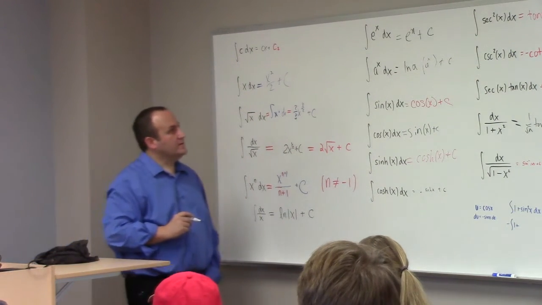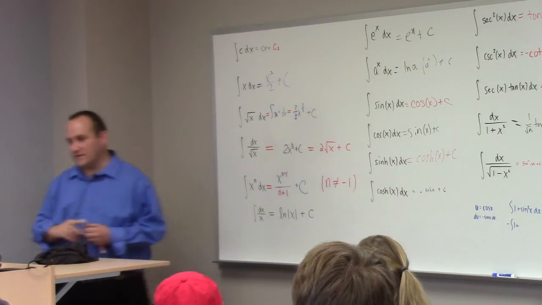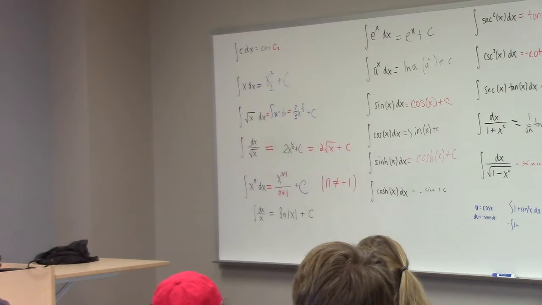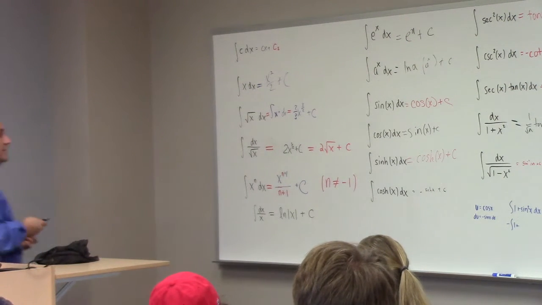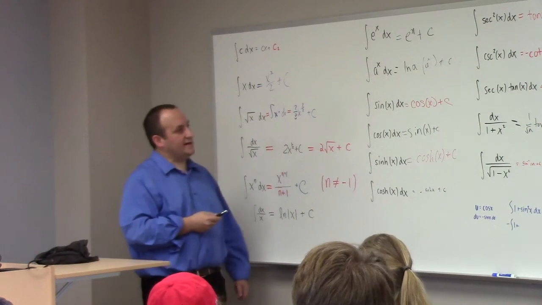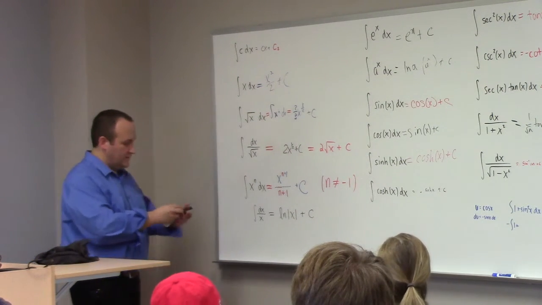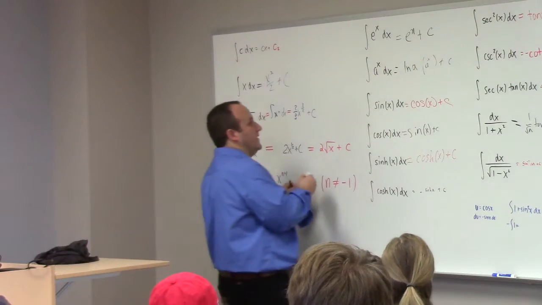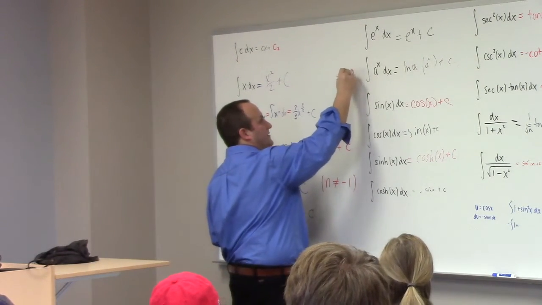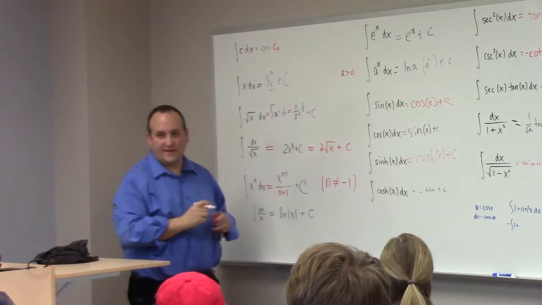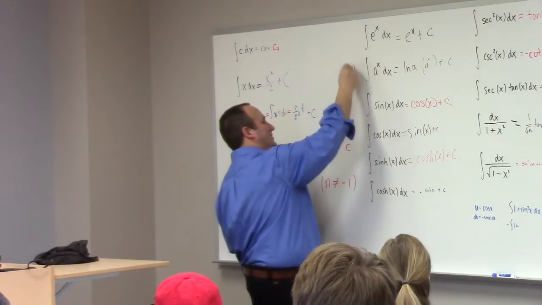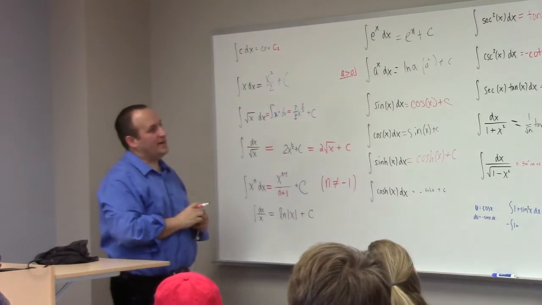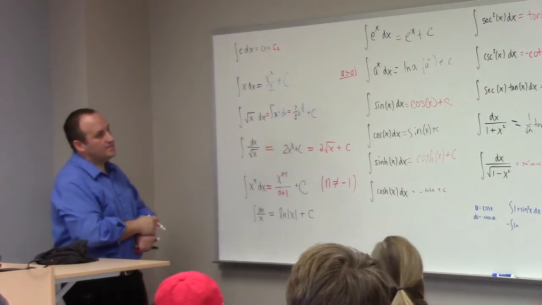Over here, integral of e to the x dx is e to the x plus a constant. That seems right on the money for me. It's good. Integral of a to the x dx is natural log. First of all, to be clear, I am assuming that a is positive, right? If a is negative, I have no earthly idea what to tell you about those things. And this is not right.